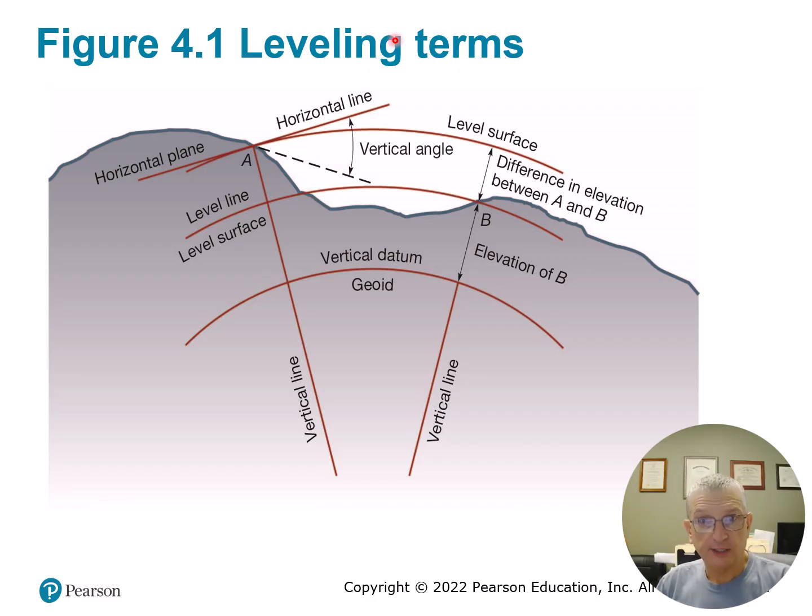A level surface is actually a curved surface that follows the curvature of the Earth. The level line is the line that follows that part of the surface. The horizontal plane and the horizontal line are basically right here, what's perpendicular to us at the survey site, our project. We're going to be above a vertical datum. It may be a geoid. We'll discuss datums in a moment. We consider the elevation to be the difference between A and B, which one's higher than the other along the level surface.